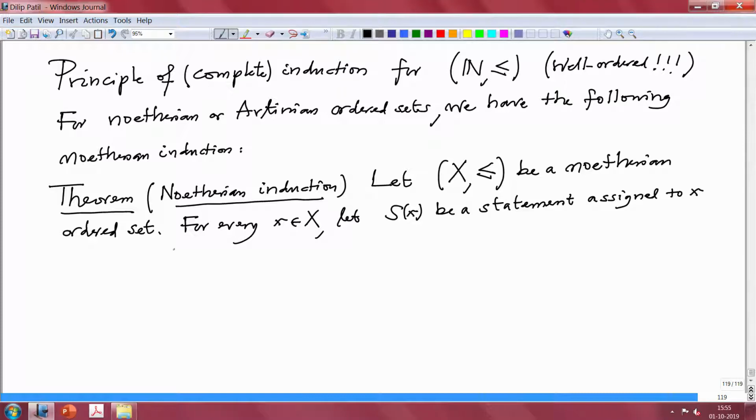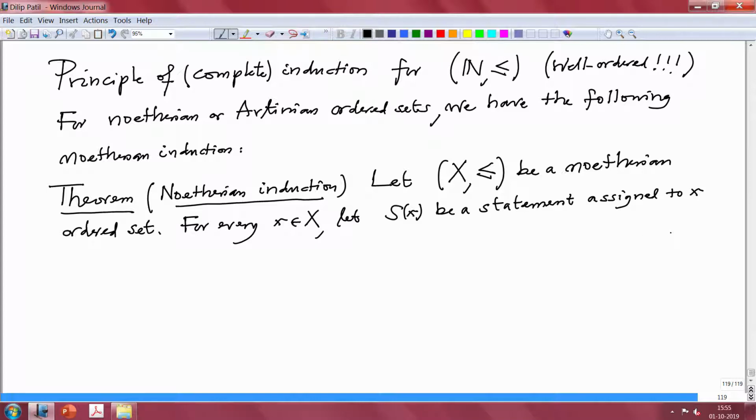So, each x has a statement assigned to x. For example, in your college days you were having a sequence. So, for each n there is an nth term in the sequence, and then we want to know whether Sx is true or not true for all x. That was what we are proving.